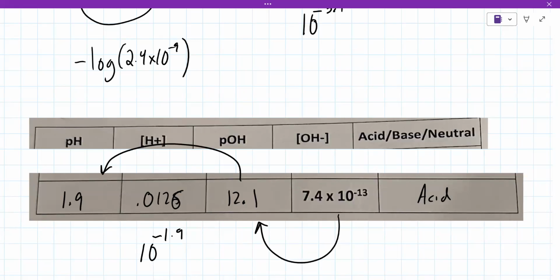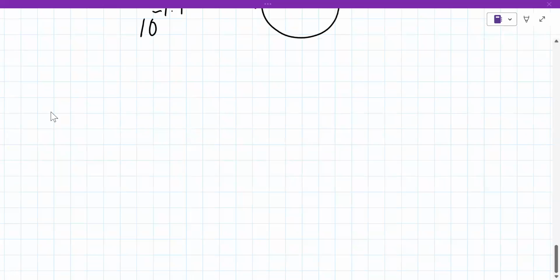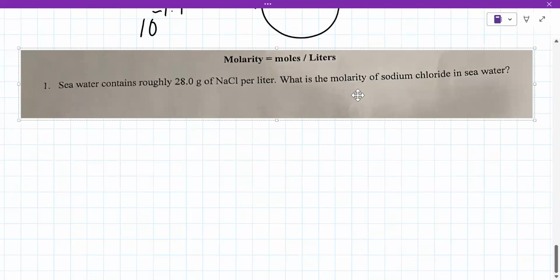All right, so on to the other page there. Molarity, which I feel like you would have covered by now in the course. But here it is right in front of us. You probably will need your periodic table for this. Yeah, I have one. All right, so seawater contains roughly 28 grams of NaCl per liter.